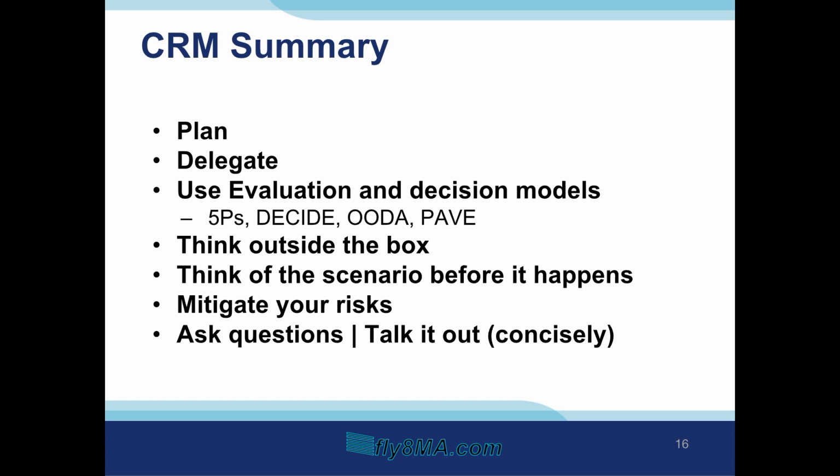Simply delegate as much as you possibly can to as many people as you possibly can to decrease your workload so that your mind remains clear and you can think about what really matters and stick to what you're good at, flying the airplane and ultimately making the final decision on items. Next, use evaluation and decision models to help you. The 5 Ps, DECIDE, OODA Loop, PAVE. Use those mnemonic checklists to help you process and come up with decisions.